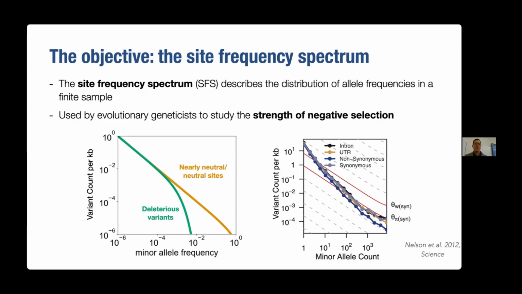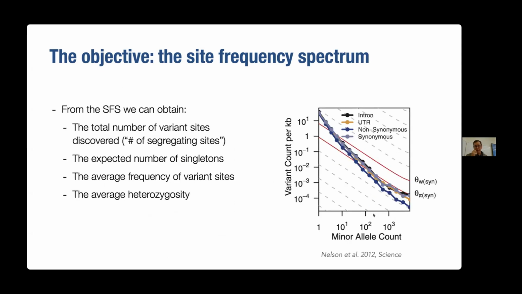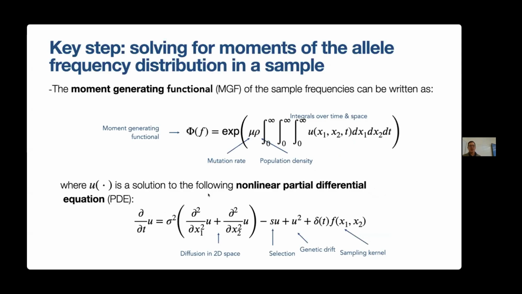So we're going to be trying to solve for this site frequency spectrum as a function of W, okay? And the site frequency spectrum is great because it allows us to learn things like the total number of variant sites that we would discover, also called the number of segregating sites, the expected number of singletons that we'll see, the average frequency of the variant sites, the average heterozygosity, things that are super relevant for our power in mapping studies, okay? And to do this work, we set up a system of equations that describes the moments of the sample frequencies, and we can use those to get to the SFS.